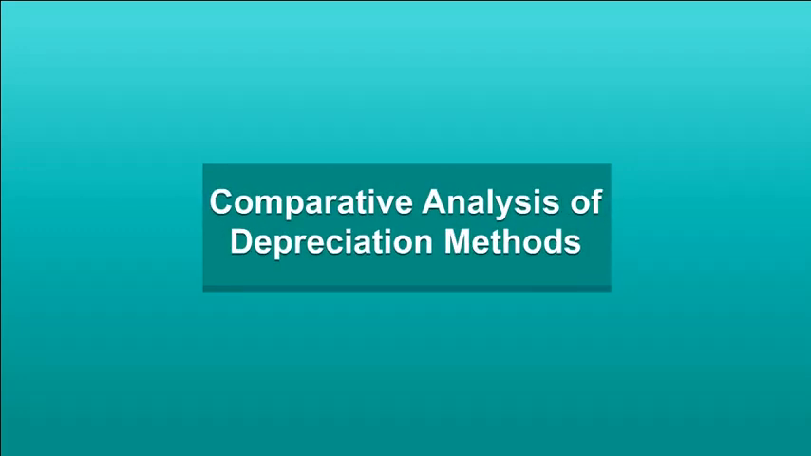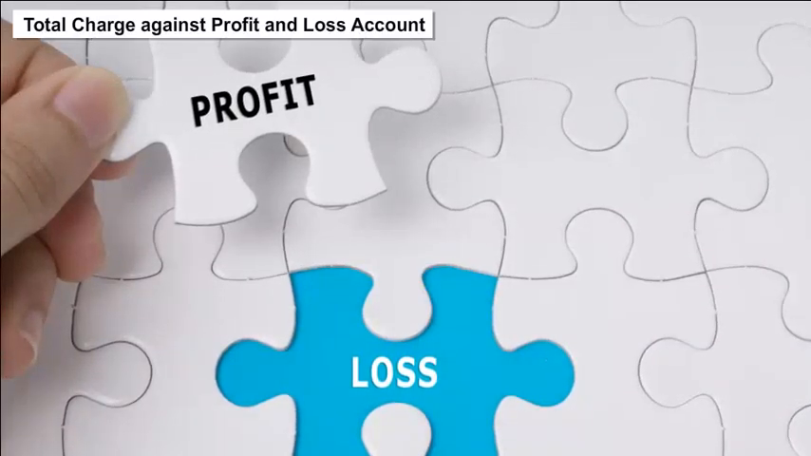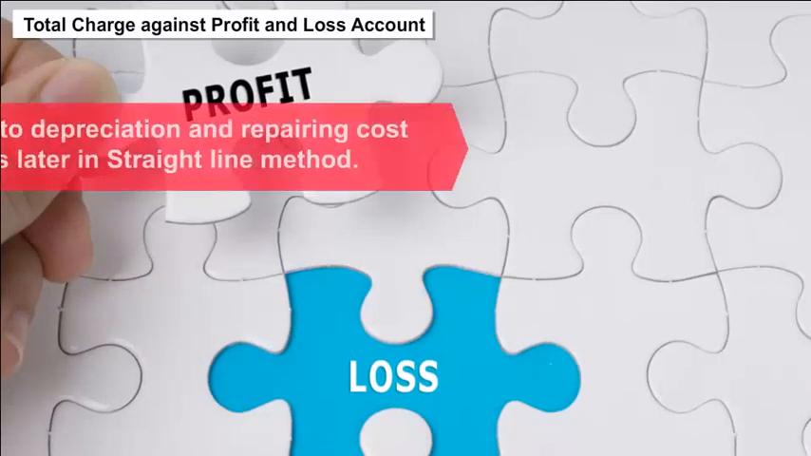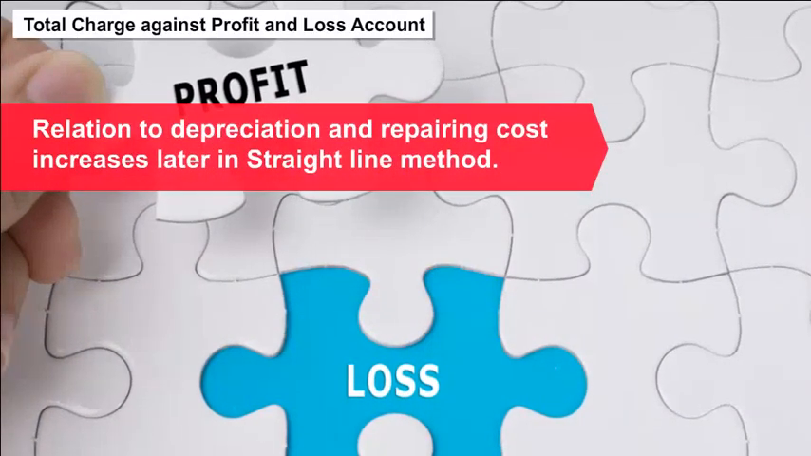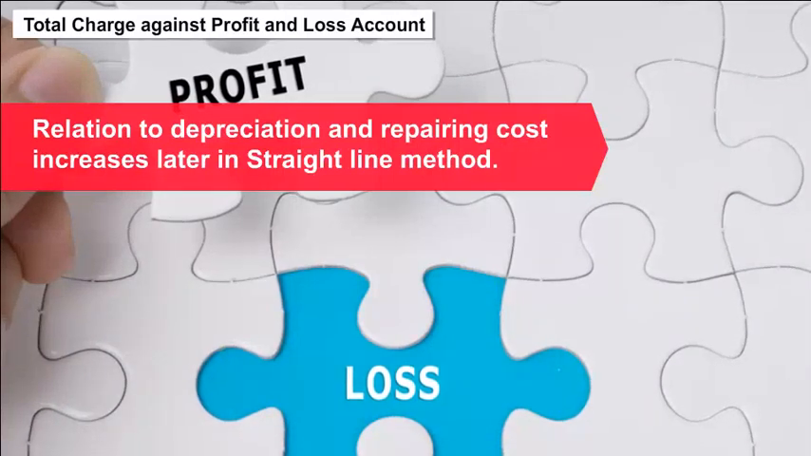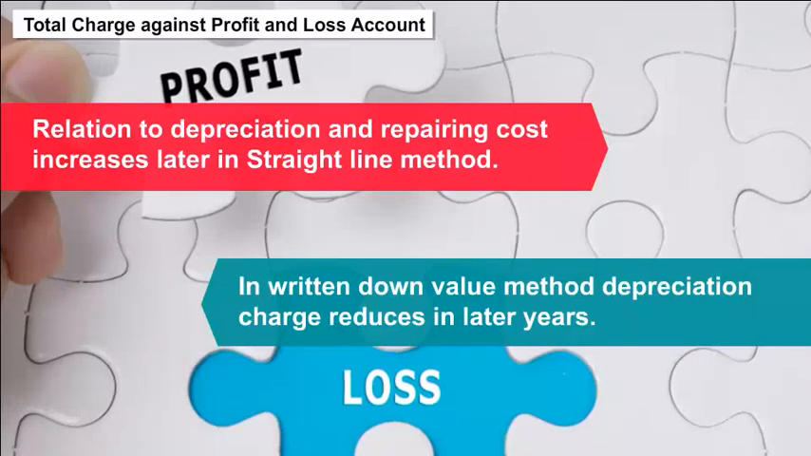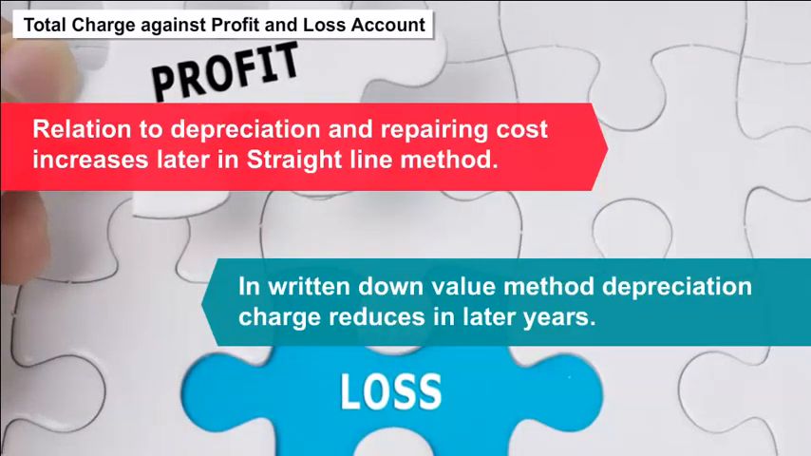Comparative analysis of depreciation methods. Total charge against profit and loss account. The total charge against profit and loss account in relation to depreciation and repairing cost increases later in straight line method, whereas in written down value method, depreciation charge reduces in later years.